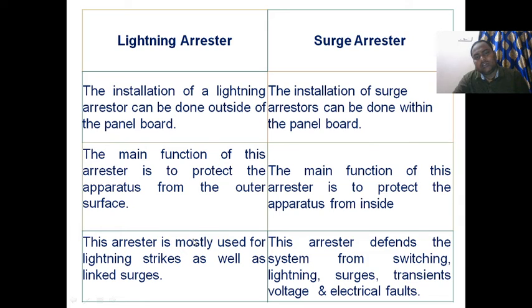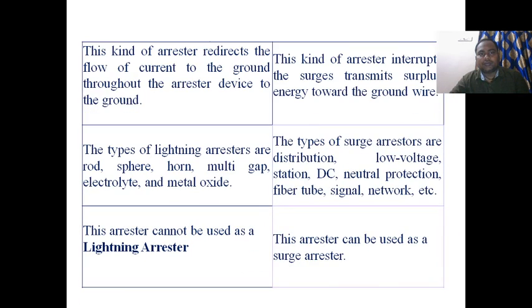This arrester is mostly used for lightning strikes as well as line surges. This arrester defends the system from switching surges, transient voltages and electrical faults, which are called internal faults. This kind of arrester, the lightning arrester, redirects the flow of current to the ground through the arrester devices. This kind of arrester interrupts the surges and transmits surplus energy towards the ground wire.